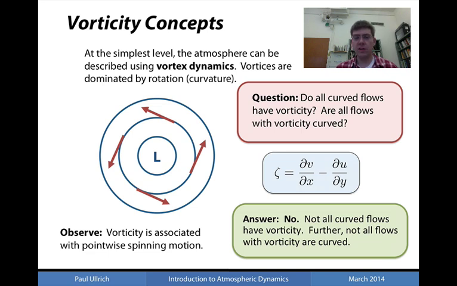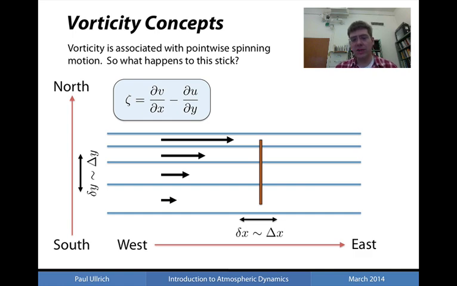To see a simple example of this, consider, for instance, an atmospheric flow which has a horizontal shear associated with it. We place a stick which points north-south into the flow and observe the consequences of the flow field then interacting with the stick. In particular, you'll notice in this case that the horizontal velocity u does vary in the north-south direction, whereas the meridional velocity v is zero throughout. Consequently, there is a non-zero zeta associated with this flow.